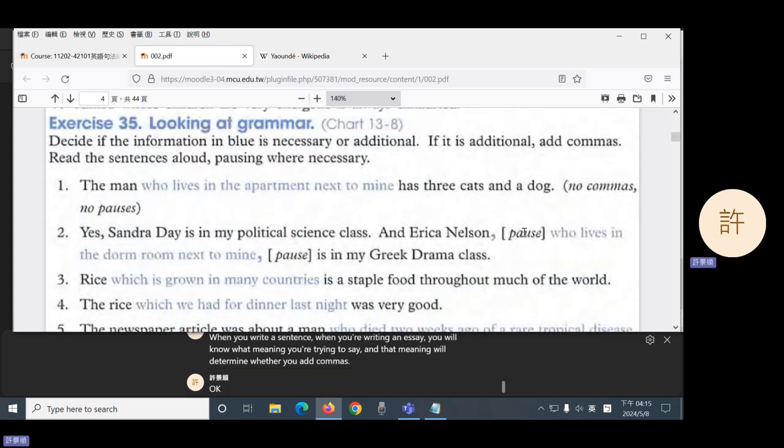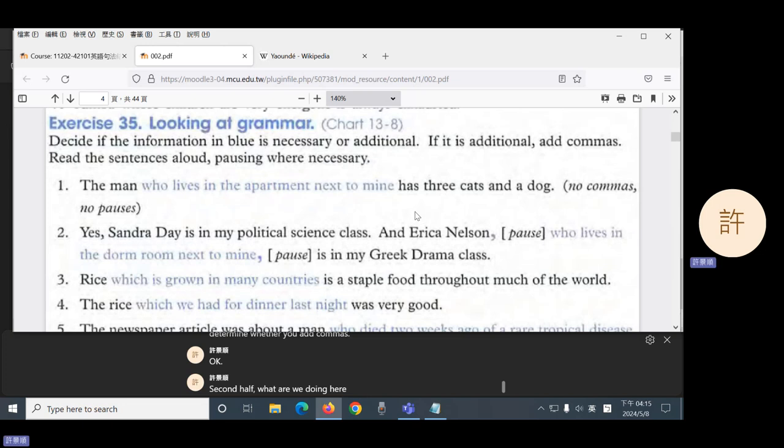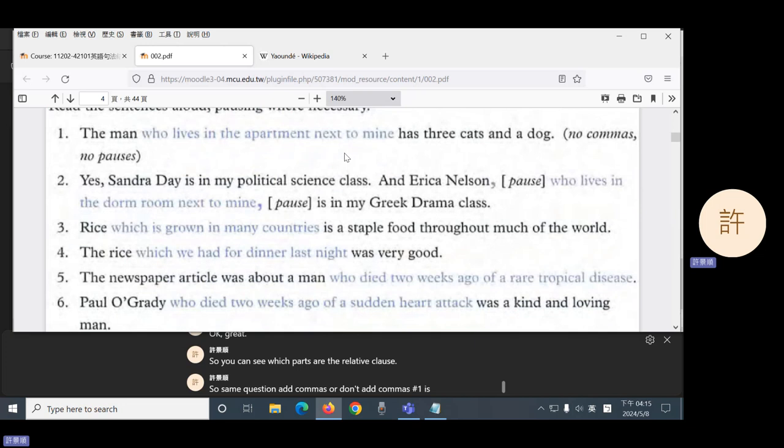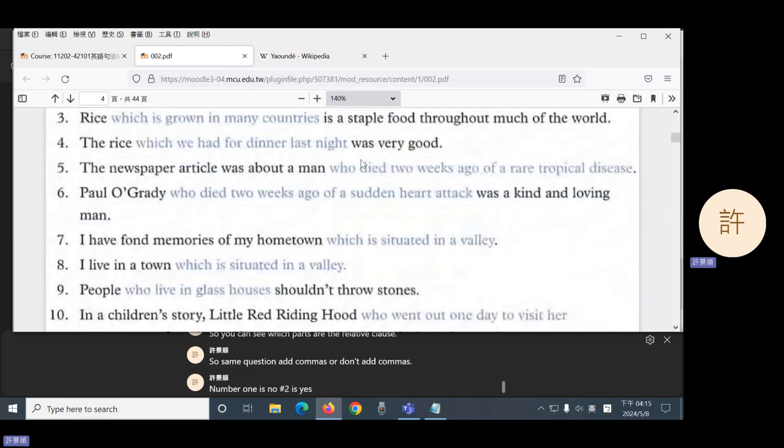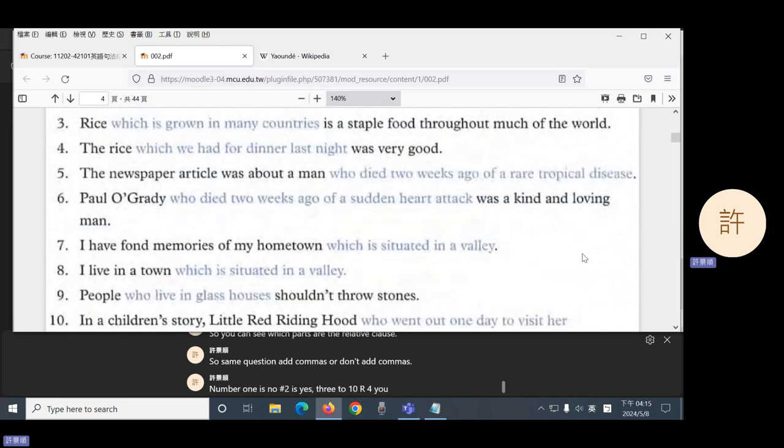Okay, second half, what are we doing here? Same thing. Except this one is easier. It already tells you which part is the relative clause. Actually, do you guys have color? You do. Okay, great. So you can see which parts are the relative clause. So same question. Add commas or don't add commas? Number one is no. Number two is yes. 3 to 10 are for you. Eight questions. I'll give you 4 minutes.